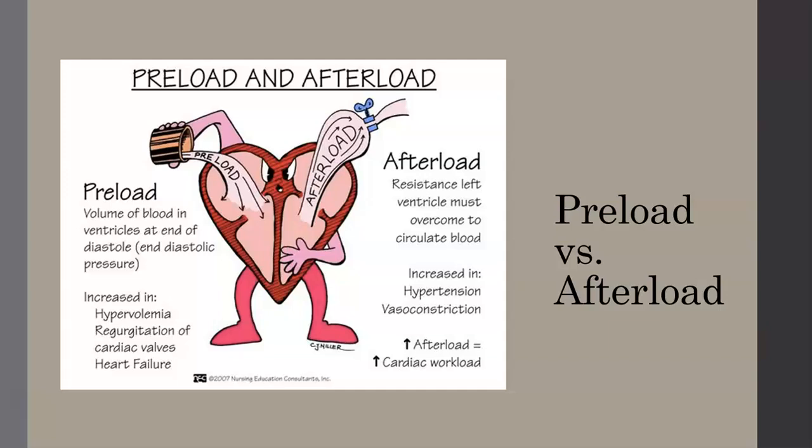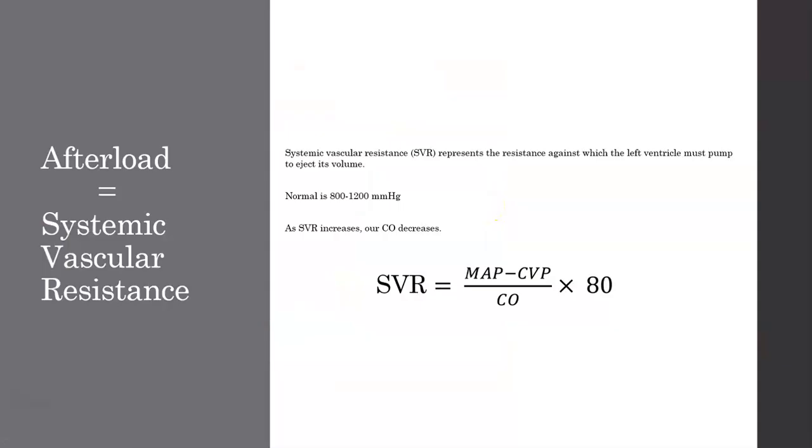Afterload is defined as that pressure the ventricle generates to overcome the resistance to ejection created by the arteries and the arterioles. And the technical name for afterload, like I said a minute ago, is SVR, or that systemic vascular resistance. Systemic vascular resistance represents, once again, the resistance against which the left ventricle must pump to eject its volume. So normal is 800 to 1,200. And as our SVR increases, our cardiac output decreases.